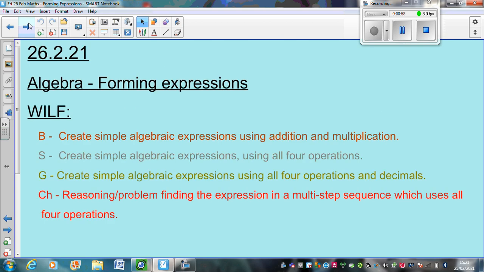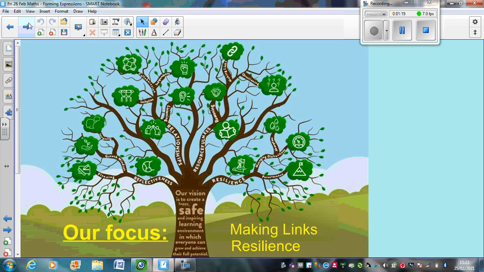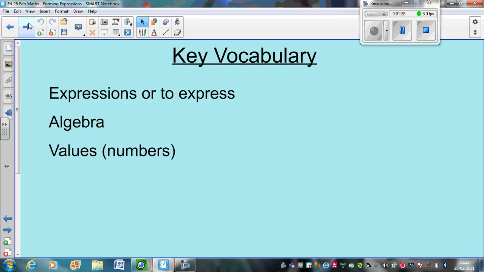We're forming expressions. And I want to explain right at the beginning of this lesson that some of this sounds really complicated and yet it's really easy. So just listen carefully and trust me and we'll be fine. It looks a bit odd, but actually it's really basic if you listen carefully. That's why we'll be making links and I'll need your resilience. Our new piece of key vocabulary today is the word expression, or to express.